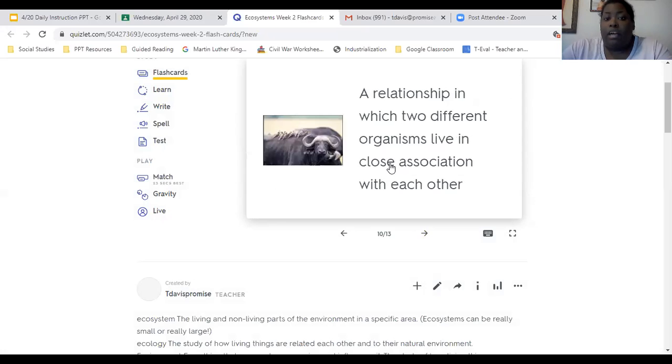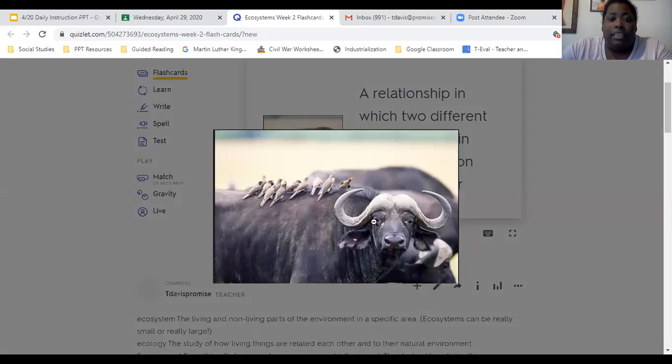Symbiosis, what we've been talking about, is a relationship in which two different organisms live in close association with each other. He said, I dare you to touch them. They're eating the ticks off of my back. They're like, you're not going to touch us, because they have a symbiotic relationship.